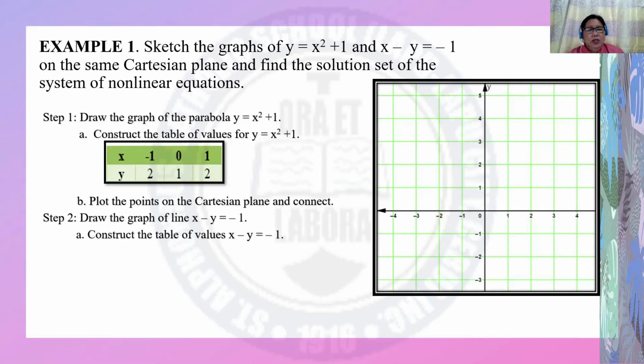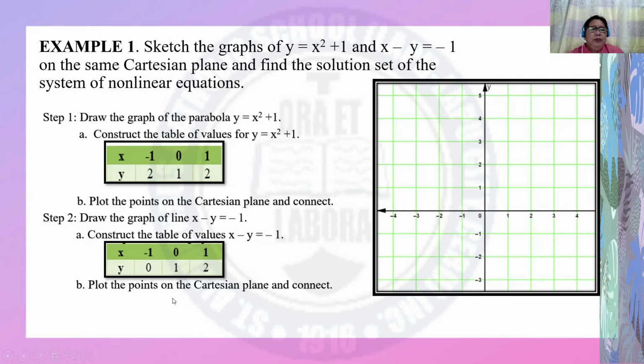So again, we have to construct the table of values for the linear equation. And assigning values to x, we have negative 1, 0, and 1. When we substitute negative 1 to x minus y equals negative 1, it will give us 0. Then substituting 0 to x minus y equals negative 1, the answer is 1. Then substitute 1 to x minus y equals negative 1, the answer is 2. Then you have to plot the points on the Cartesian plane and then connect the points.